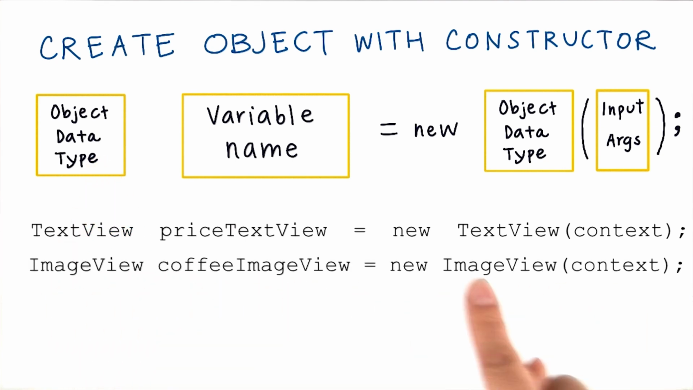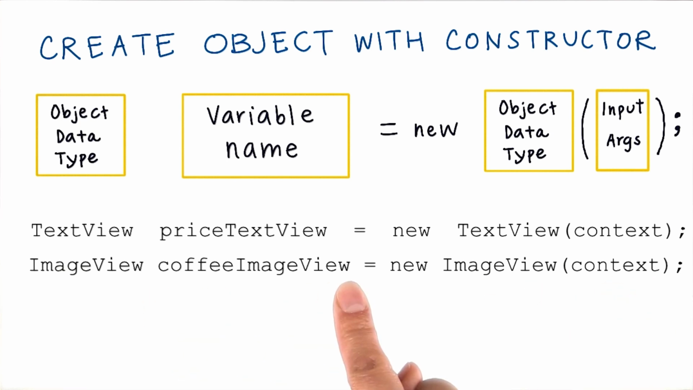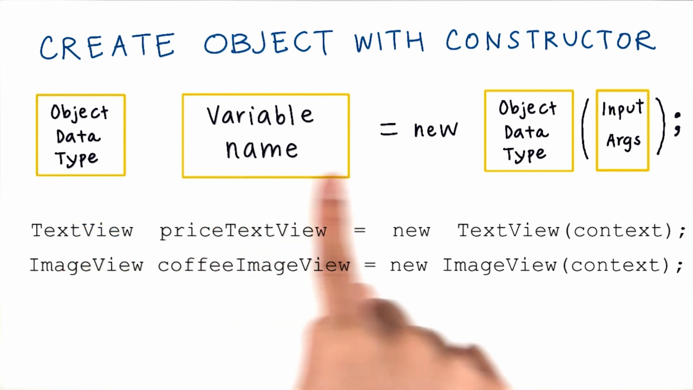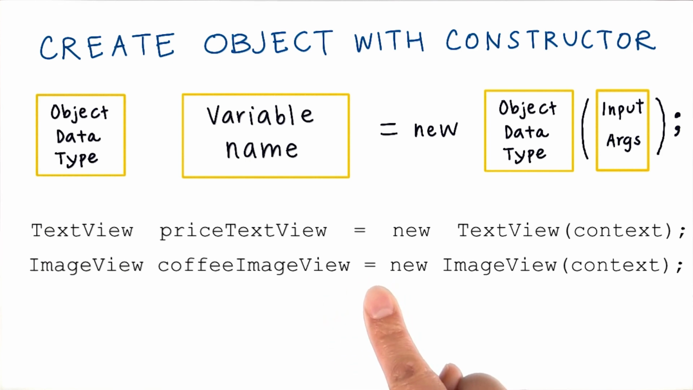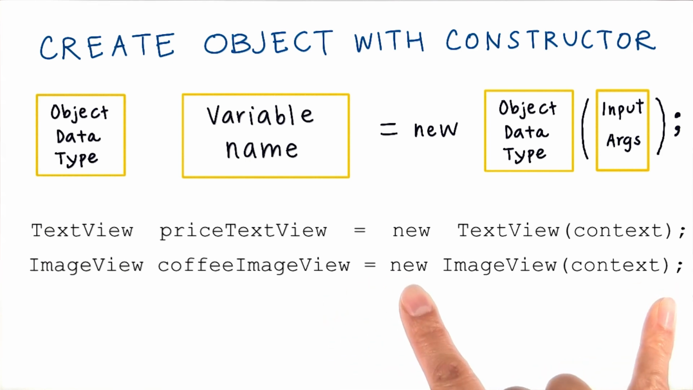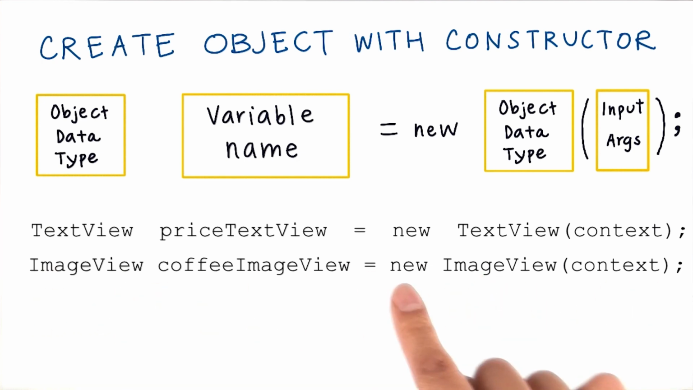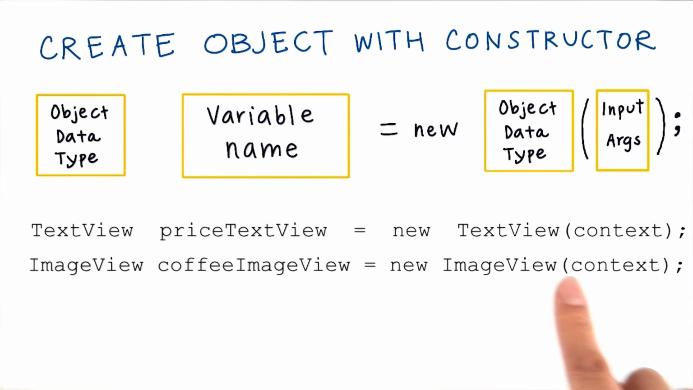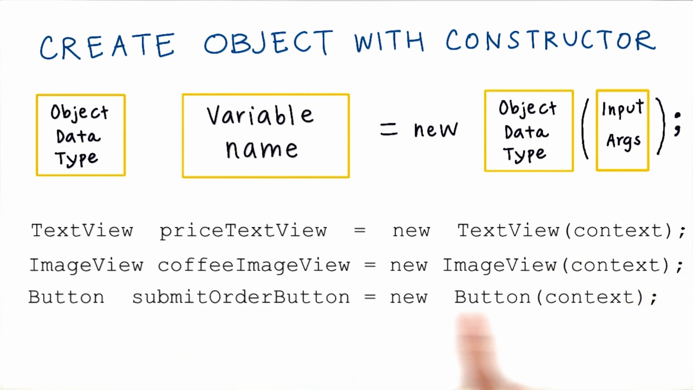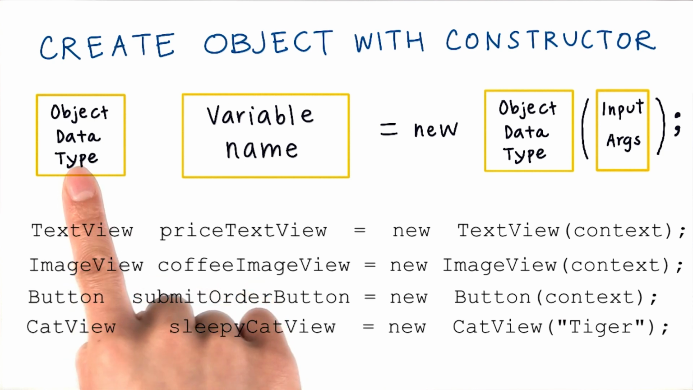Here's another example of creating an ImageView object and storing it inside a variable. The data type is ImageView, the variable name is coffeeImageView, and then we have the assignment operator followed by new ImageView. This is spelled the same exact way as the object data type here. Since we're calling the constructor and we have to pass in any inputs, we have parentheses and then we put the inputs in there. Here's a third example that creates a Button object and stores it in this variable. The data type is Button, the variable name is submitOrderButton, and then we say new Button to call the constructor.